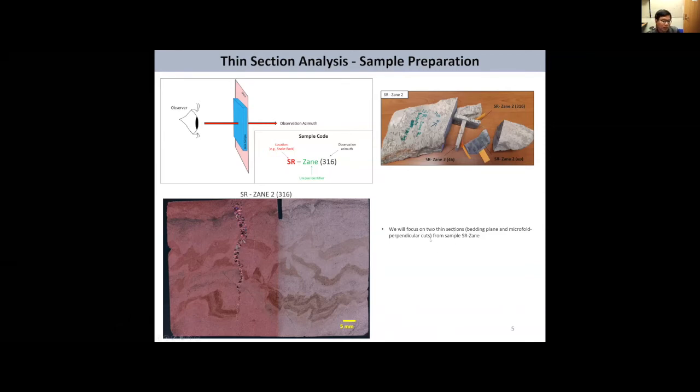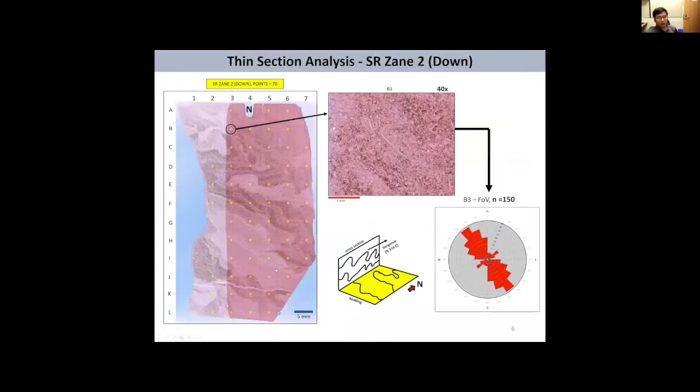For your information, this sample is dominated by asymmetrical microfolds. We can see them here in the picture. This is the thin section image from SR Zane down. This is the bedding plane cut. Please also pay attention to the cartoon here, because this is the one that highlights the position or the orientation of the thin section. We can essentially think of this thin section as a mini geological map.